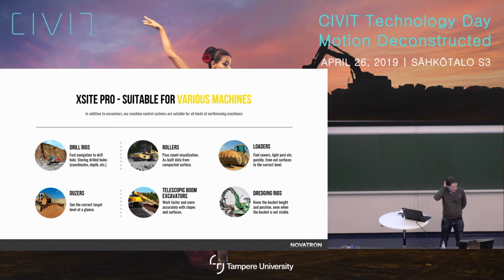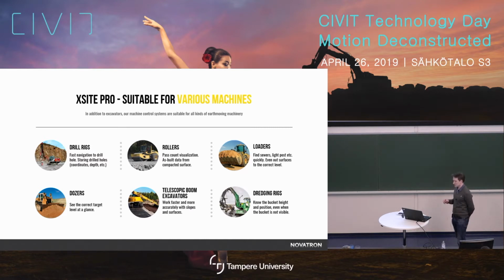Well, I've been talking about excavators, but our systems are also available for other machines. For example, the drilling rigs, where the machine operator can navigate to the next drilling hole, and they can also save the information of the depth of the drilling holes and so on. Rollers, where the operator can see the pass count, how many times he has actually passed one segment of the area he is supposed to roll over.